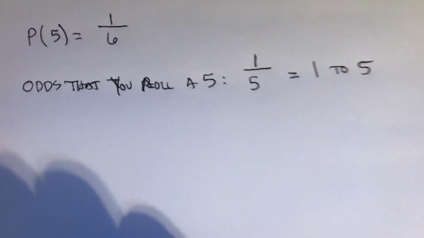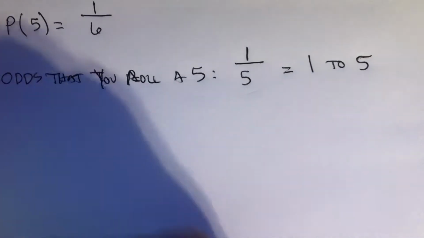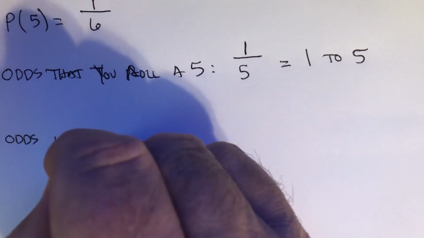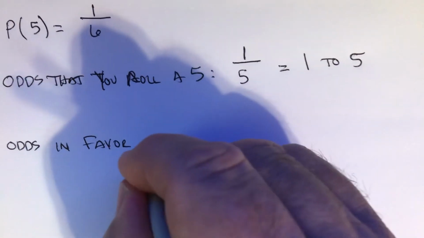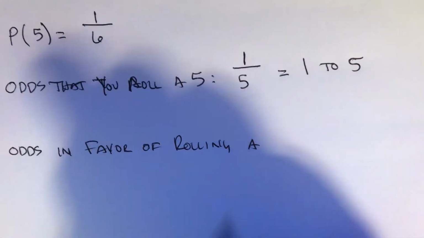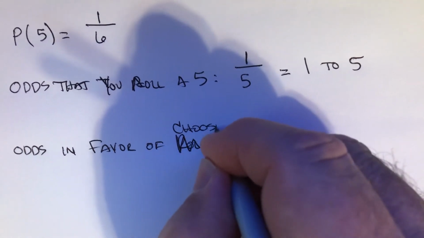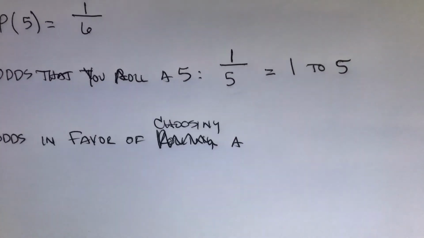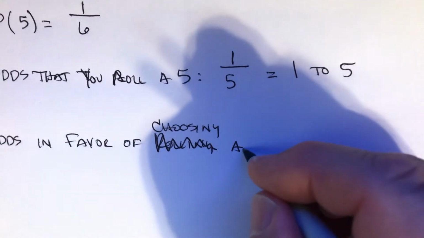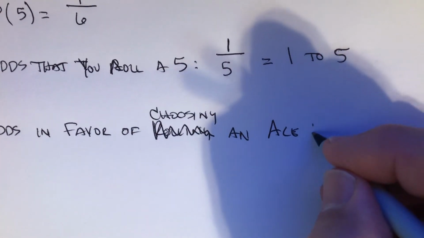Suppose we have a standard deck of cards and we want to find the odds in favor of choosing. I'm picking cards, not rolling cards. Odds in favor of choosing an ace. Odds in favor of choosing an ace.